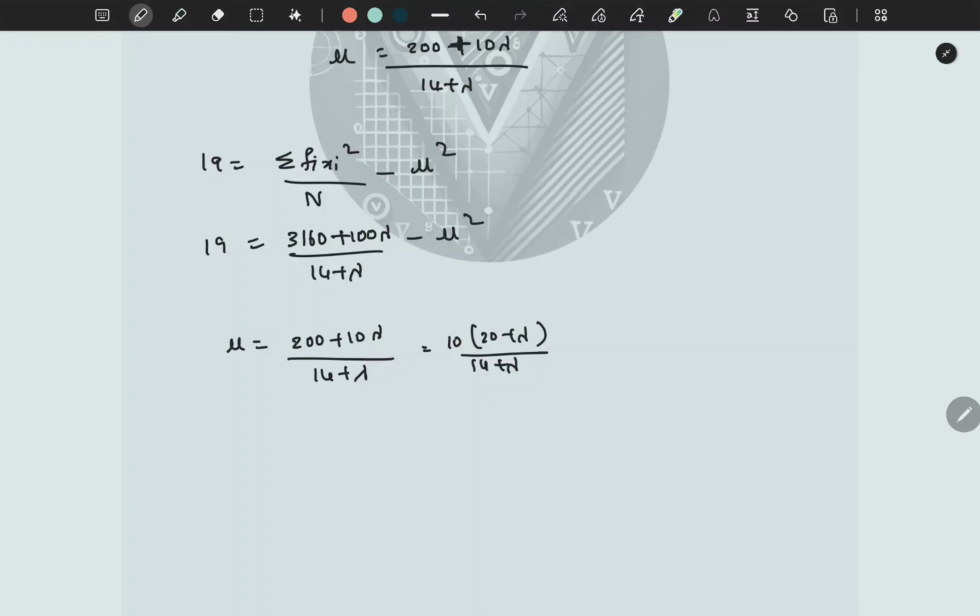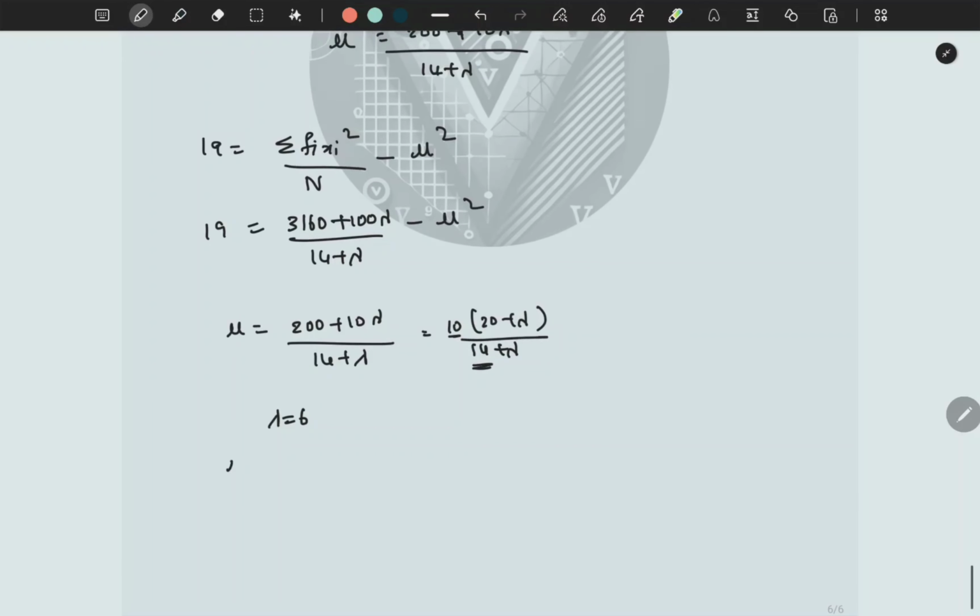Lambda is 2, 22 by 16 is not an integer. Lambda is 3, 23 by 17 is not an integer. Lambda is 4, 24 by 18 is not an integer. Lambda is 5, 25 divided by 19 is not an integer. Lambda is 6, we get 26 divided by 20 is not an integer. But I think, yeah, lambda equals to 6 will work because mu will be 10 into 26 divided by 20. Yeah, this is what I was telling. So we get 13. So now mu is also an integer.